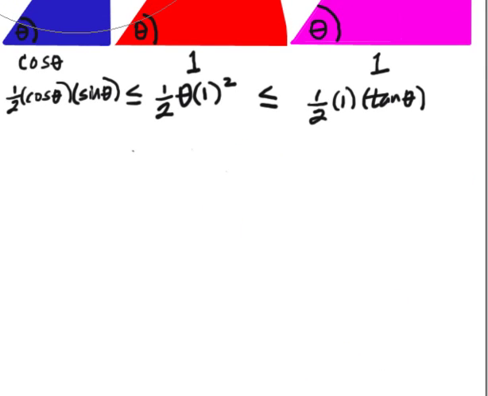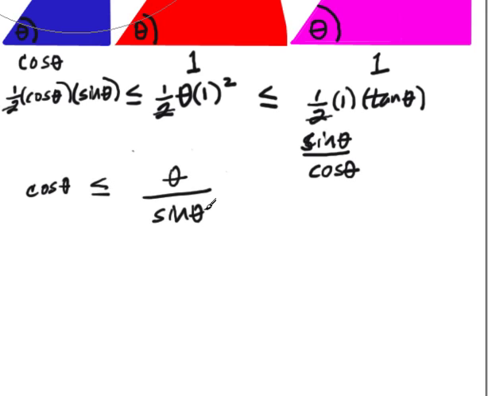Now we're going to do a little bit of manipulating of this double inequality. First, we can multiply everything by 2, which cancels these 2's. I'm going to write tangent theta as sine theta over cosine theta. And now divide everything by sine theta. So on the left we have cosine theta, here we have theta divided by sine theta, and here we have 1 over cosine theta.